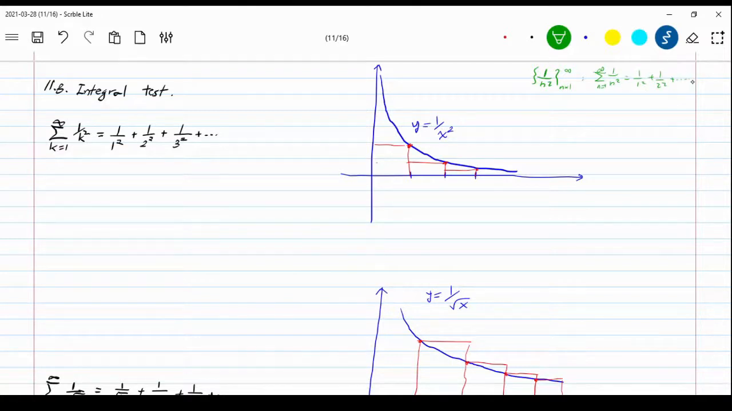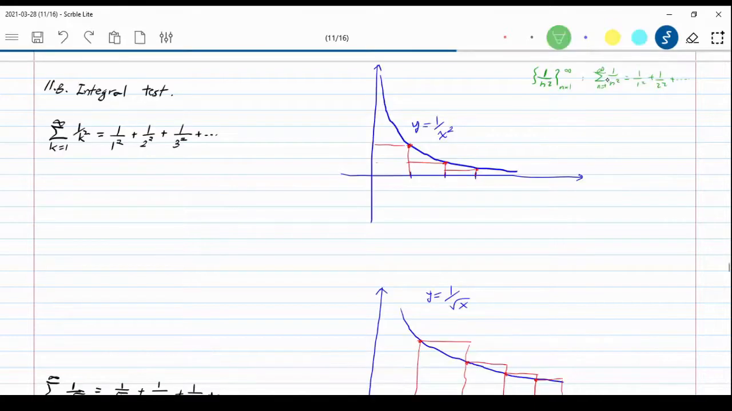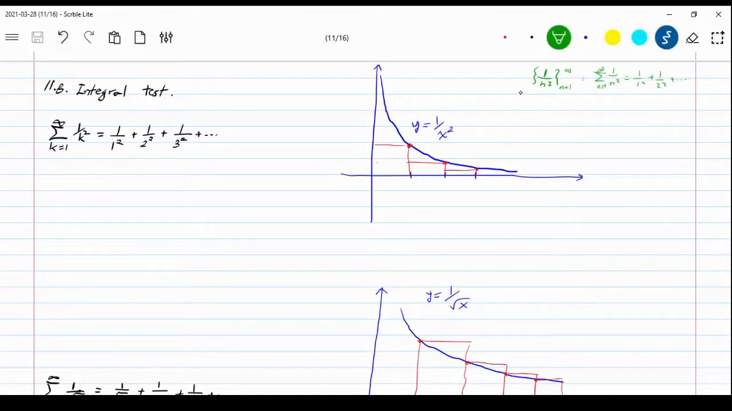It turns out that the sum of this series is something like pi squared over 6, if I'm not mistaken, but calculating this is not that easy. So what we can say is, first let's figure out if this series is convergent or not, then based on that we can decide whether we can really find the exact value of the series later on. So in this section we're going to talk about the integral test.